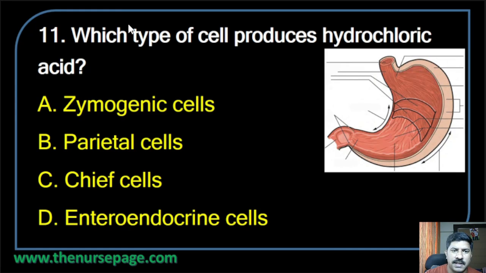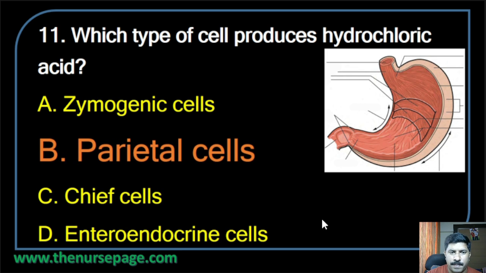Then 11th question, which type of cell produces hydrochloric acid? Zymogenic cells, parietal cells, chief cells, endocrine cells. Correct answer, parietal cells. Parietal cells help to produce hydrochloric acid in the stomach. Zymogenic cells and chief cells are the same, and they help to produce pepsin or pepsinogen.